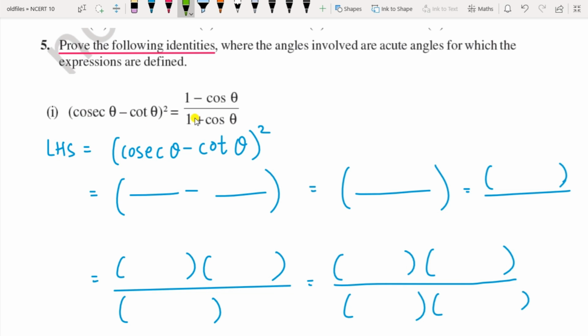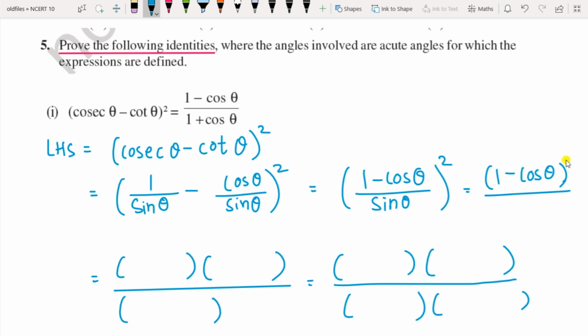Okay, now here we are considering LHS. So (cosec theta minus cot theta) the whole square. Cosec means what? 1 upon sin. Cosec is 1 upon sin theta. Cot is cos theta upon sin theta, the whole square. If you take its LCM, it will be (1 minus cos theta) upon sin theta, the whole square. Okay, now take the square for each of the terms.